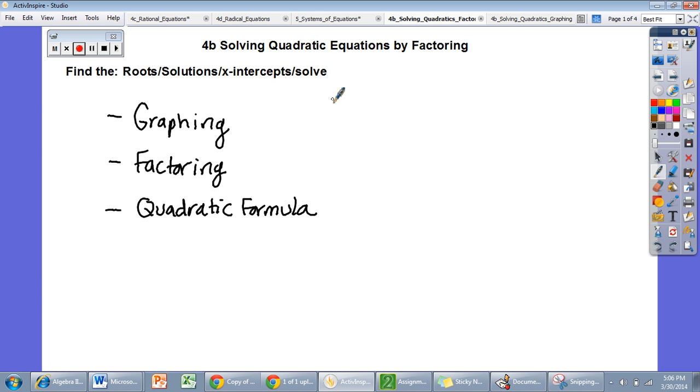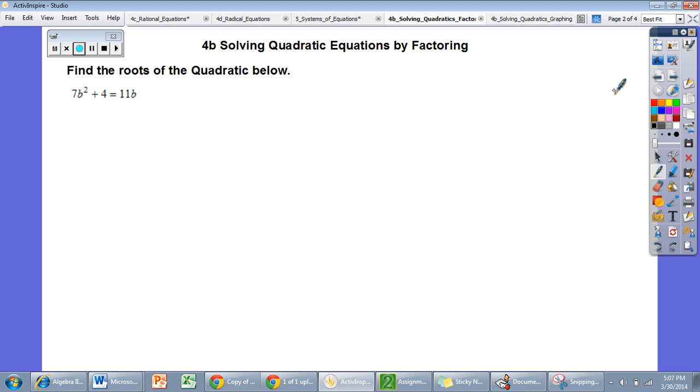You're being asked, where does this quadratic equation cross the x-axis? So you have three different tools at your disposal. You can either graph the quadratic equation and see where it crosses the x-axis. You can factor the quadratic equation and come up with the solutions or the roots. And if it's not factorable, that's when you use the quadratic formula. So this video here is specifically on factoring. So we have two examples that we're going to go over.